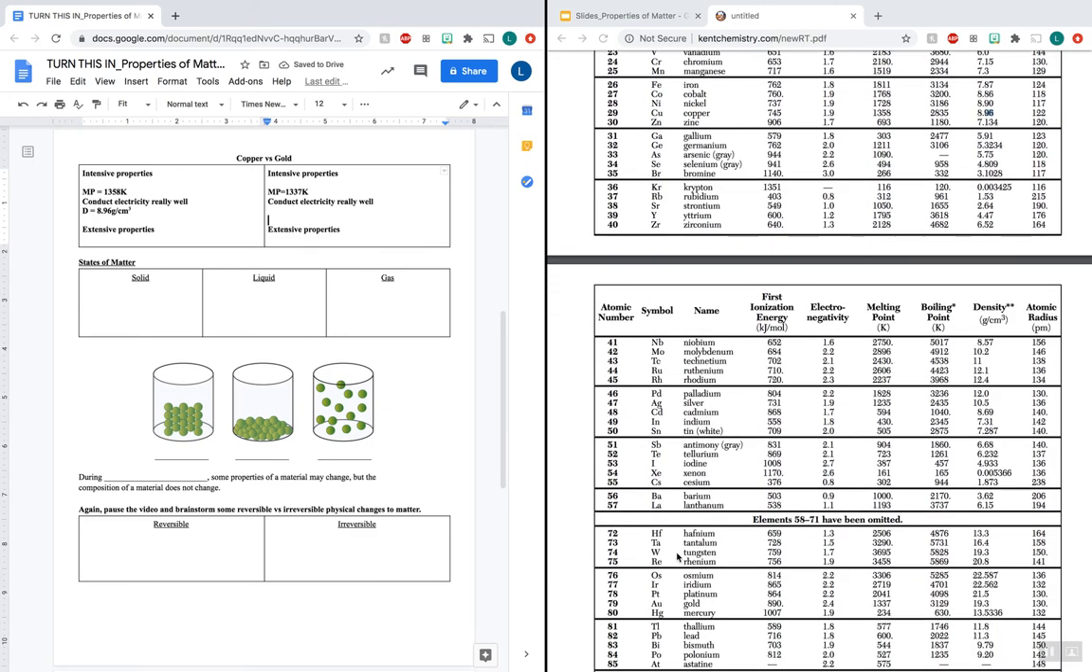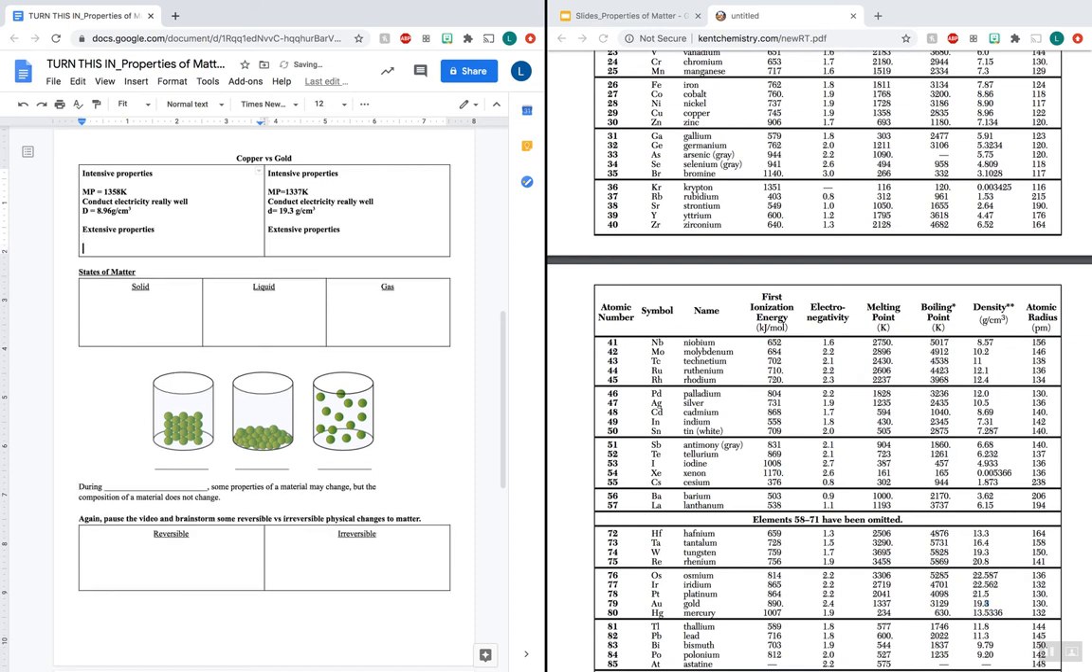Let's look at gold. Gold has a density of 19.3 grams per cubic centimeter. So in some ways, these substances are very similar. They both have very similar melting points. They both conduct electricity really well, but one of them, gold, has a density that is much, much higher than that of copper. So if you were making electrical wires, you'd probably want to make them out of the substance that's not as heavy. All of our electrical wires would be more than twice as heavy if we used gold.